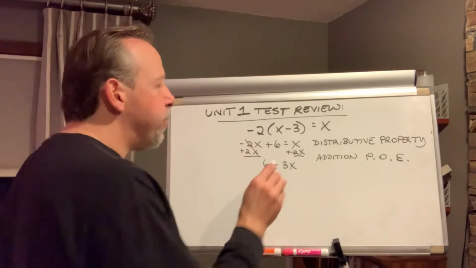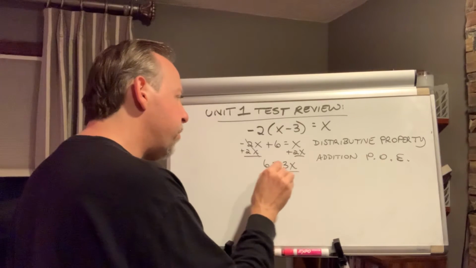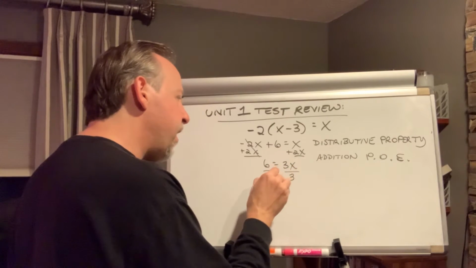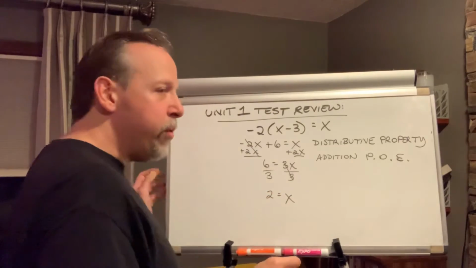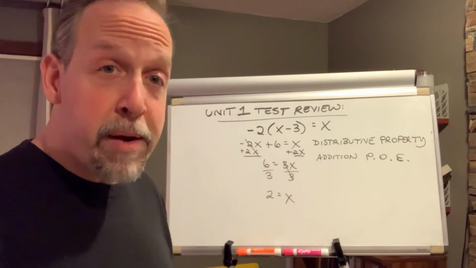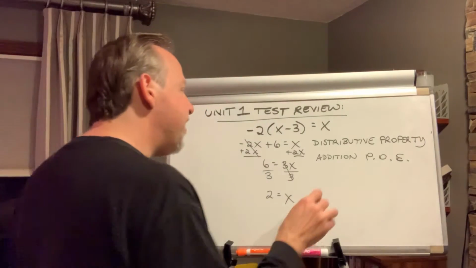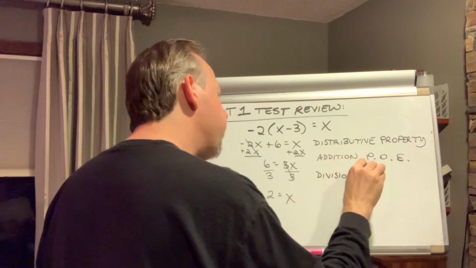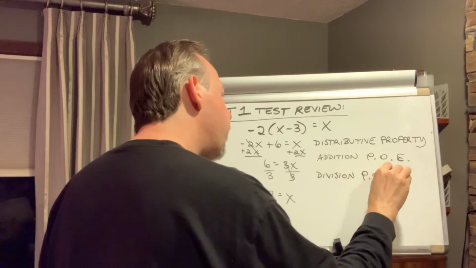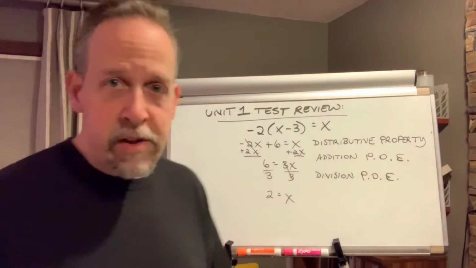And I also have 3x here, but I don't want 3x. And how do we cancel out a coefficient? Well, we divide both sides by that number. And we have 2 equals x, or x equals 2, whichever way you like. I divided by 3 on both sides, so the reason there is the division property of equality. Now, those are 3 of the 6 properties.